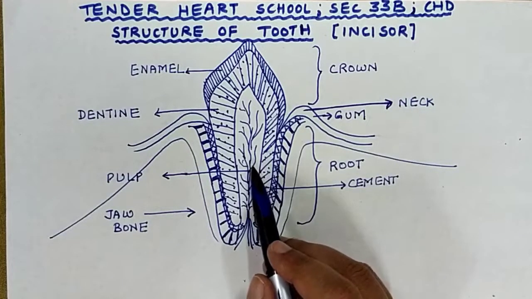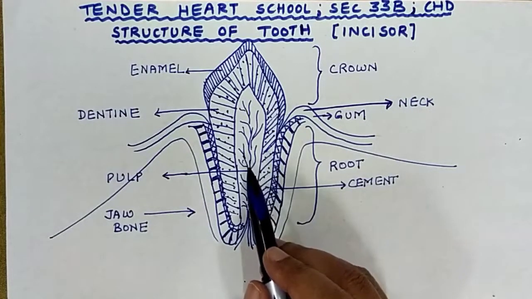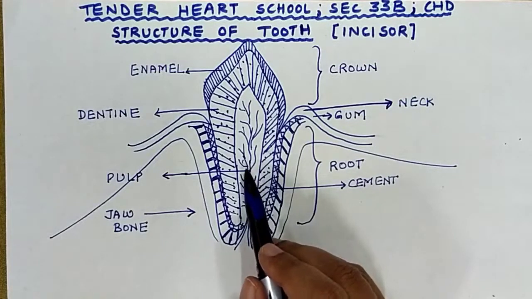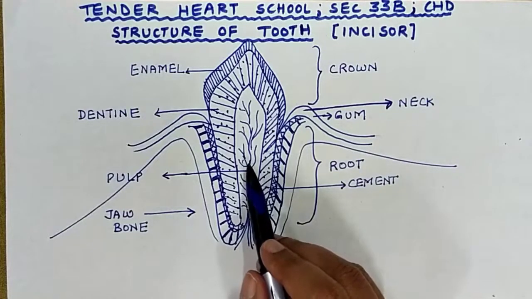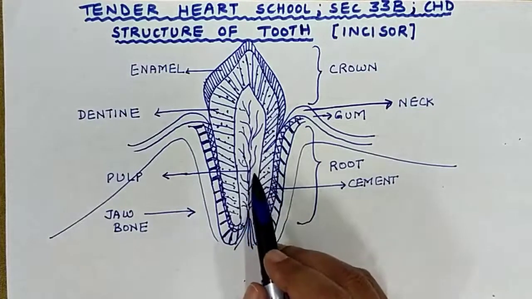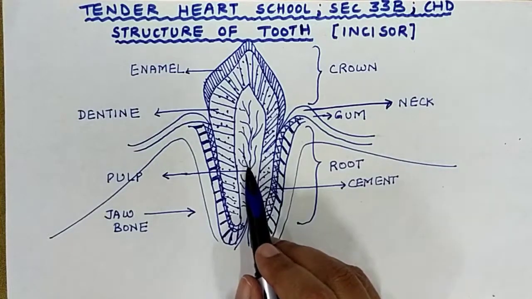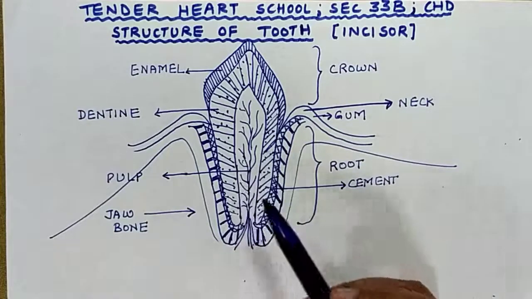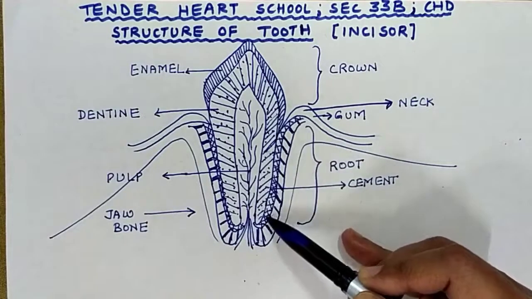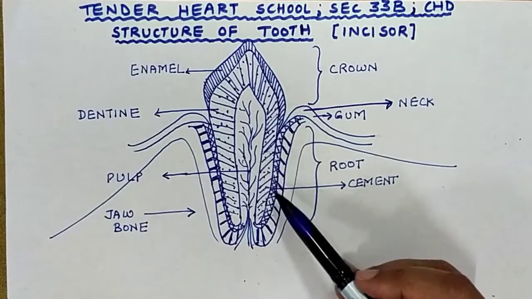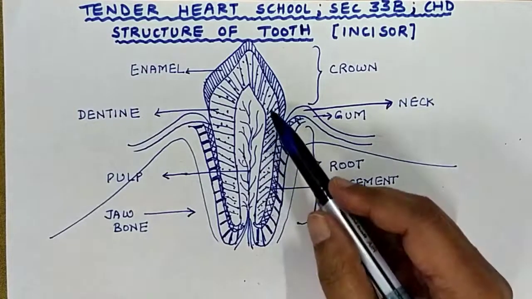Now this pulp consists of the blood vessels, lymph vessels, nerve fibers. All these things are present in the pulp. Because of the presence of the blood vessels, the tooth is getting the nourishment. And because of the presence of the nerves, we can feel the sensation in our tooth, right? Okay. Then we have the cement. Cement is a bone-like structure. It is another structure which is helping in fixing the tooth in position, right?